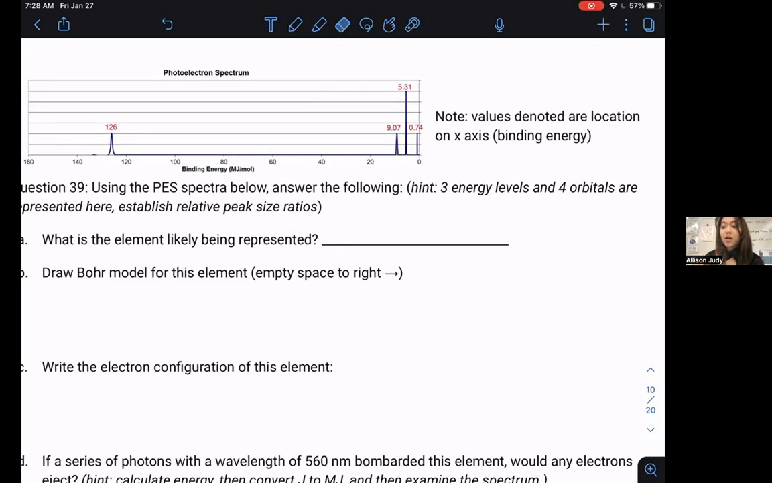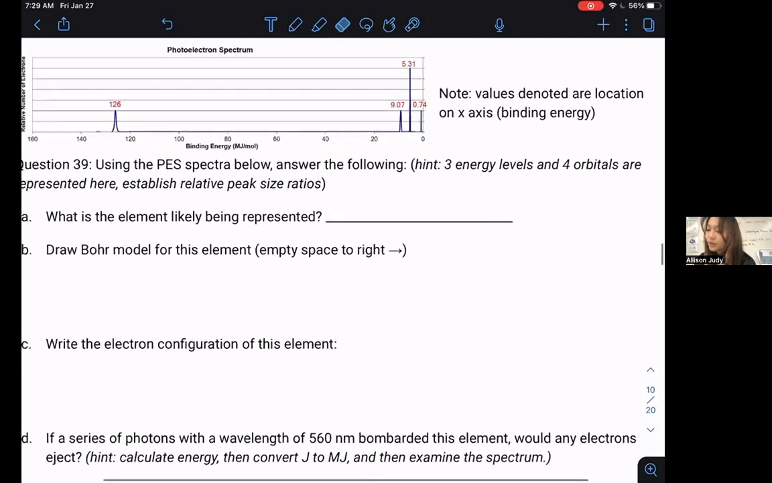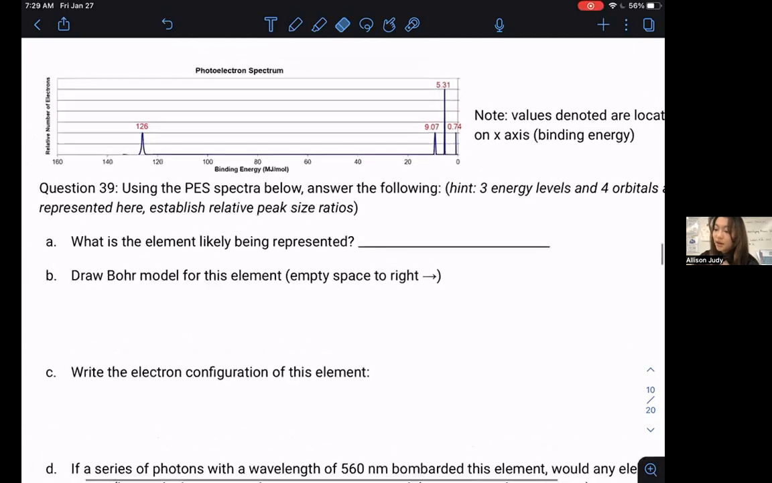Also, depending on the amount of electrons in that orbital, right? Not specific location, because that's unique, Pauli exclusion principle, but the general orbital energy level area, we can also identify how many electrons are present, depending on the multiple of energy that we needed to create the ejection of an electron. So using the PES spectrum below, answer the following. What element is likely being represented?